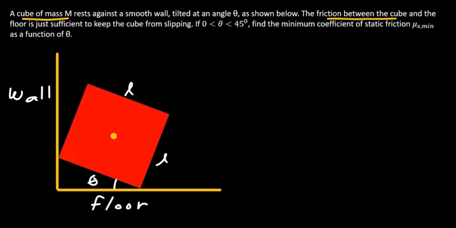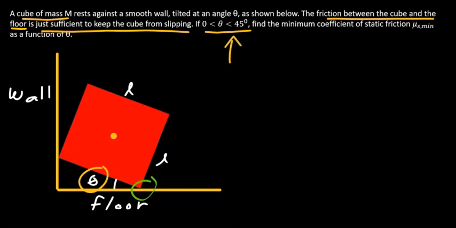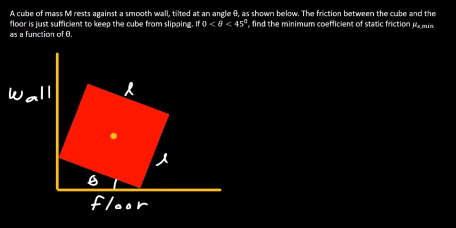The friction between the cube and the floor, that means at that point, is just sufficient to keep the cube from slipping. If theta is given by that range of values, find the minimum coefficient of static friction as a function of theta. So of course we have to deal with condition 1 of equilibrium and condition 2 of equilibrium in order to solve this problem.